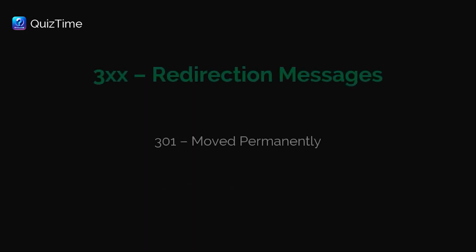Next, we have the codes starting with 3. These codes tell the client that the requested resource has moved to a different location. Here, the most common one is 301 moved permanently. It tells the resource is now at a different URL. This is mostly used for websites and SEO rather than APIs.